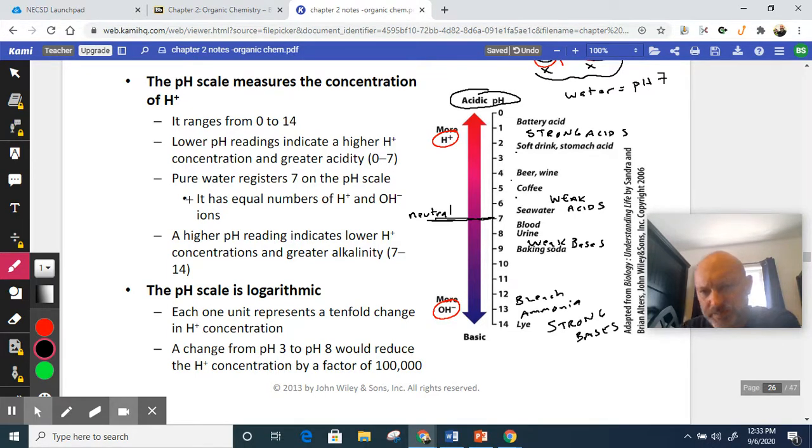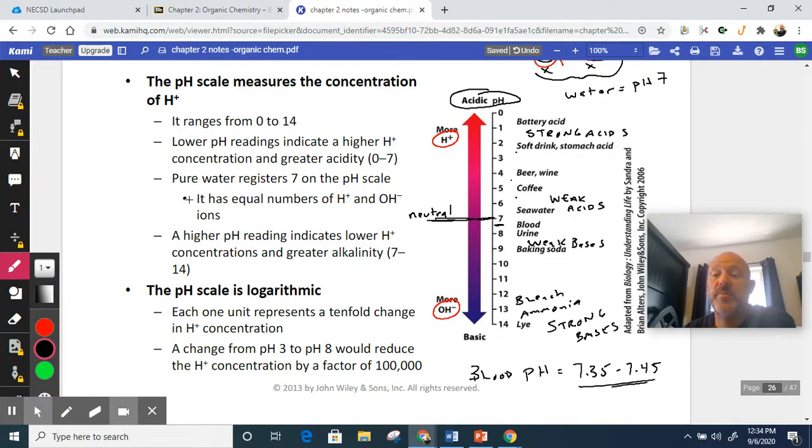Our blood is somewhere in here. It's on the slightly basic side of neutral, the blood. In fact, this is one of the things that your body does to maintain homeostasis, to keep your blood pH within a certain range. Blood pH should be somewhere between 7.35 and 7.45. Right? And because carbon dioxide is an acid, our breathing helps to regulate the blood pH.